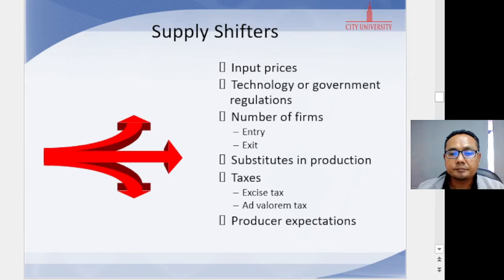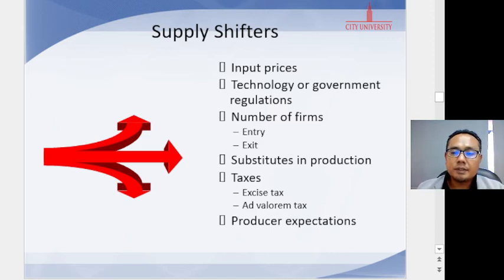Okay. So note that at any given price, producers are willing to sell less gasoline after the tax than before. Thus an excise tax has the effect of decreasing the supply of goods. And another form of tax often used by government agencies is an ad valorem tax.